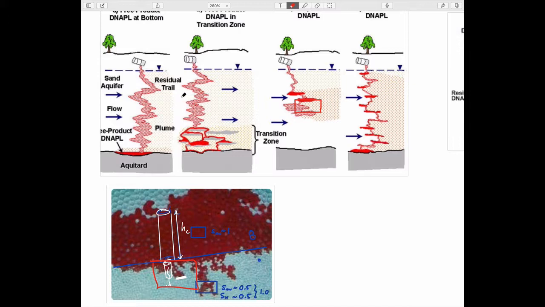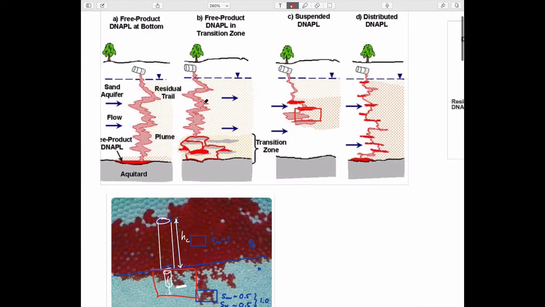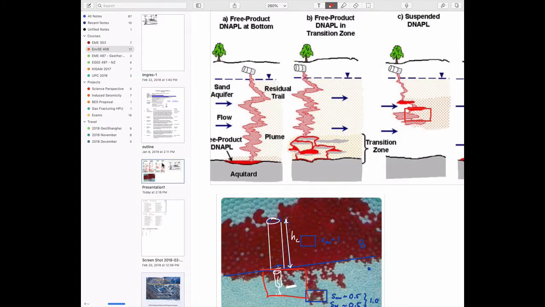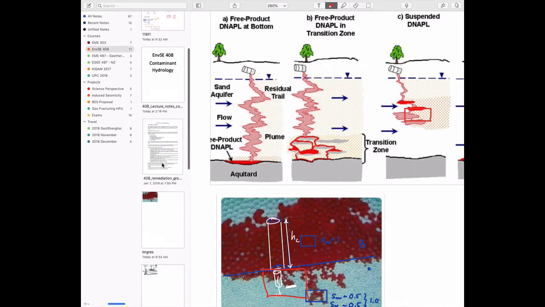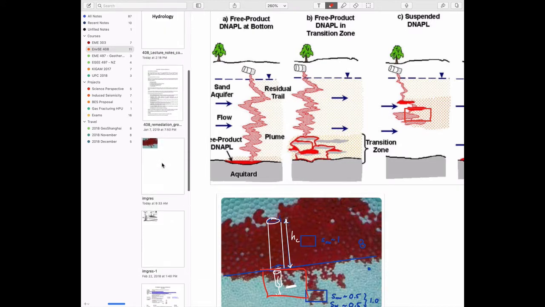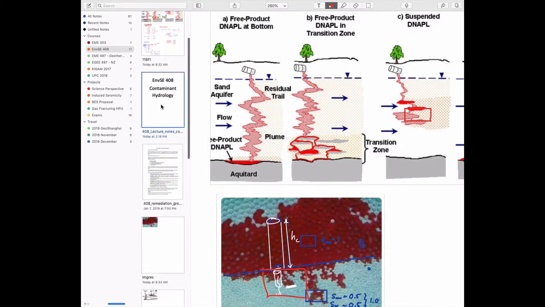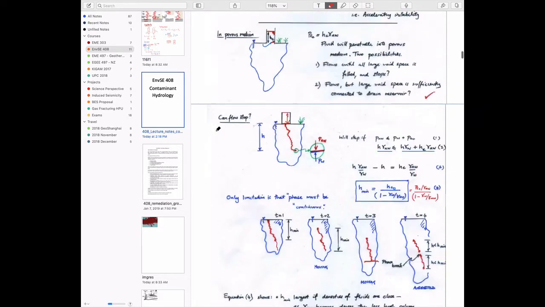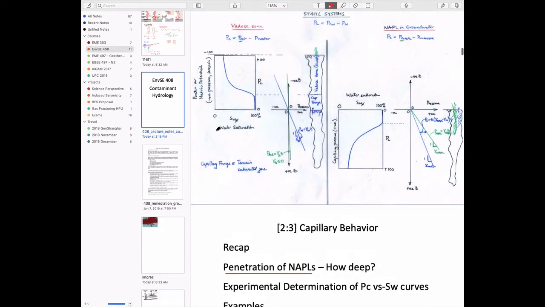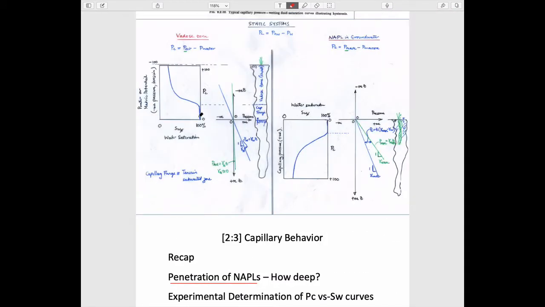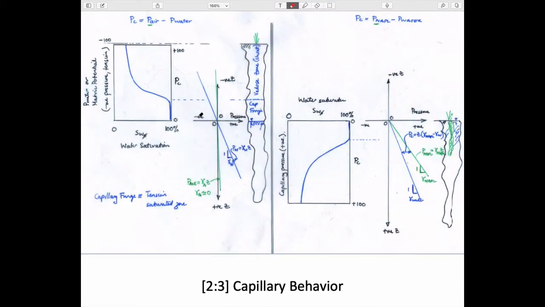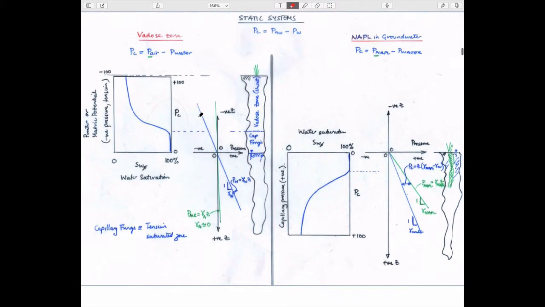Or if you try and flush water across this and try and remove it at some low concentration, again, how long will it take to remove? And so for this, we need to understand something about what the distribution of pressures might be in the subsurface. And we'll use this diagram here. And so this is the idea.